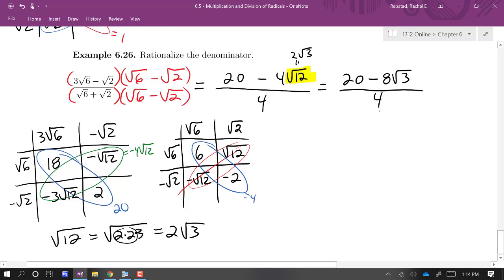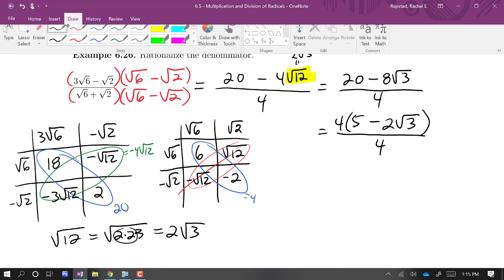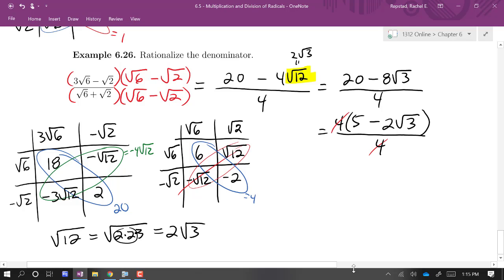The next thing we need to do is make sure our fraction is reduced. And we have a common factor of 4 in the top and the bottom. So we could take out a 4 from the top. If I take out a 4, we have 5 minus 2 root 3. Now we can cancel the common factor of 4, leaving us with just a 1 in the bottom. So our final result is 5 minus 2 root 3.